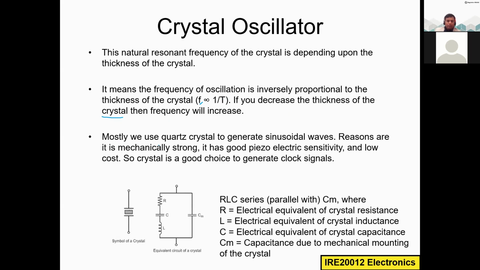Mostly we use quartz crystal to generate sinusoidal waves. The reasons we are using quartz crystal are that it's mechanically strong, it has good piezoelectric sensitivity, and it's also low cost. So crystal is a good choice to generate clock signals.